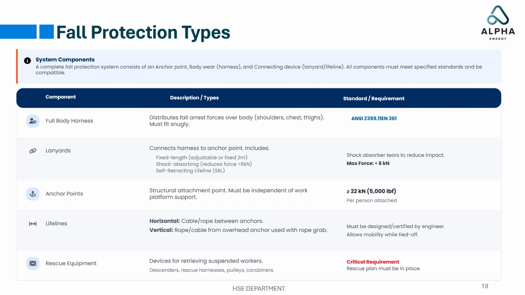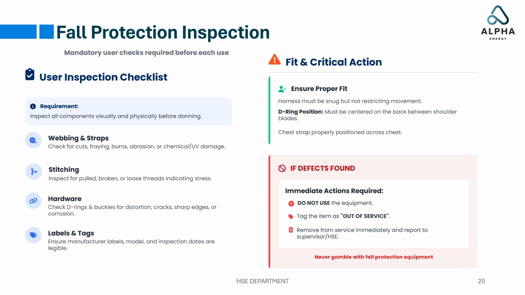Anchor points are required to support at least 22 kN, 5,000 lbf, per person and must remain independent of work platform supports. Additionally, lifelines can be horizontal or vertical and must be engineer certified, while rescue equipment, such as descenders and pulleys, is listed as a critical requirement that must be supported by a formal rescue plan to retrieve suspended workers safely.